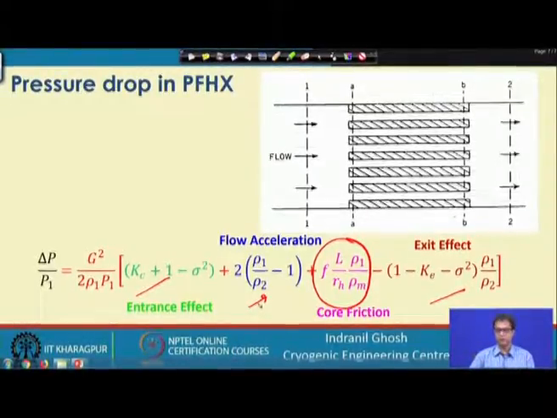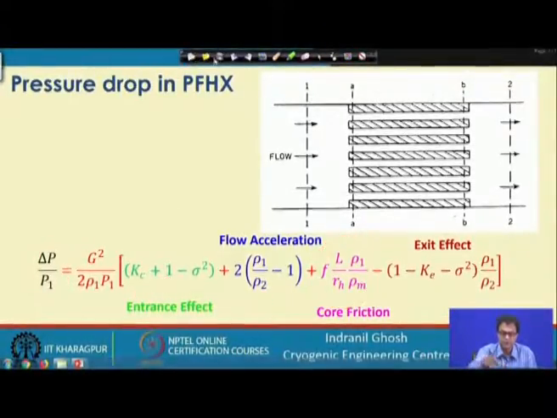I mean, in our earlier equation we were only talking about this delta P by P 1 equals to this. But if we want to have an accurate estimation of the pressure drop, then we will have to take account of all these entrance and exit effects, but you will find that these effects are very small as compared to the core friction.